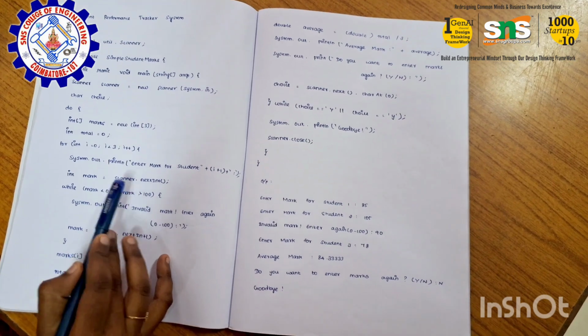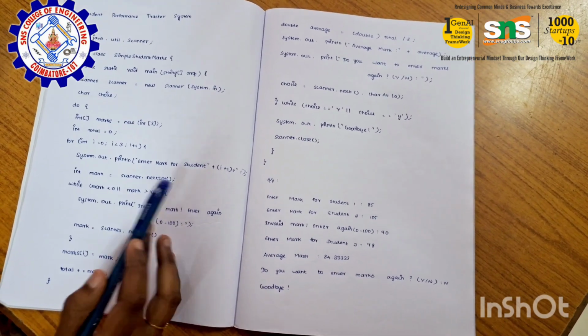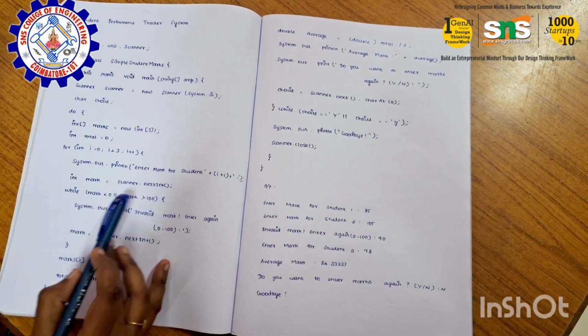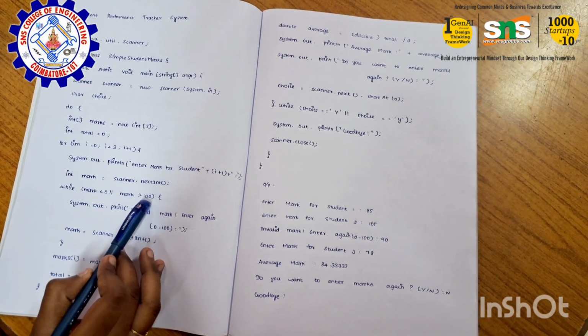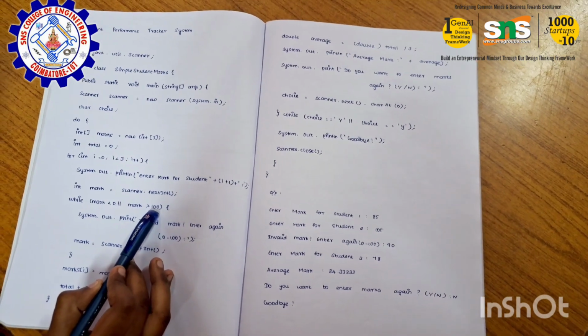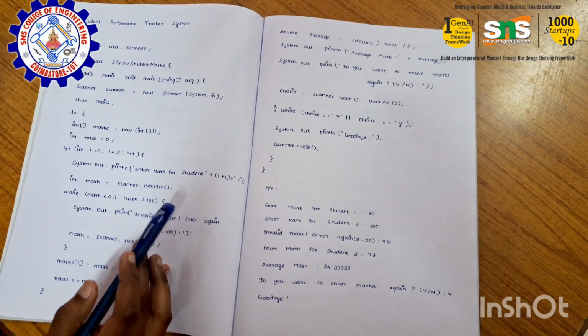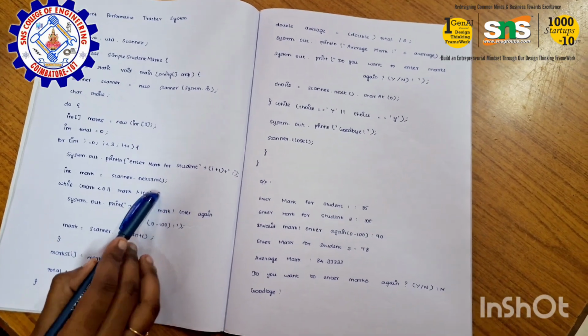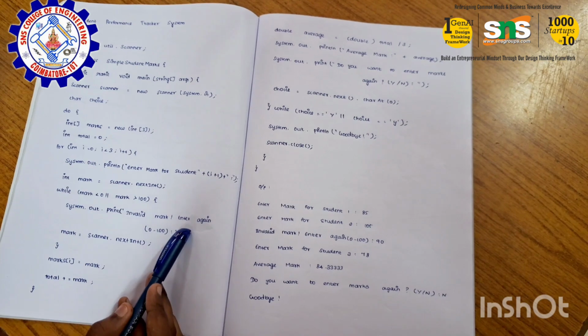int mark = scanner.nextInt() takes the entered mark from the user and stores it in a local variable mark. While mark < 0 or mark > 100. This checks if the entered mark is less than 0 or greater than 100. If it is invalid, the loop runs again and again until a valid mark is entered. The print statement prints a warning and asks the user to re-enter the mark.